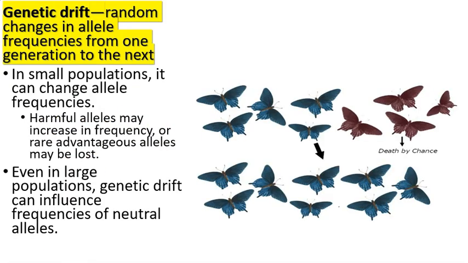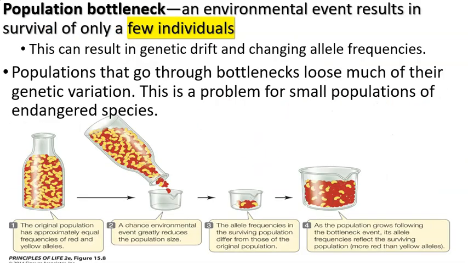So here's genetic drift, okay? Genetic drift is a random change or random changes in allele frequencies from one generation to the next. In small populations, it can change allele frequency. So for example, you have this entire population of butterflies right here. And then by small population, and then these die by chance, and so all of a sudden you only have one color butterfly left. There's a couple different ways genetic drift can happen, random changes.